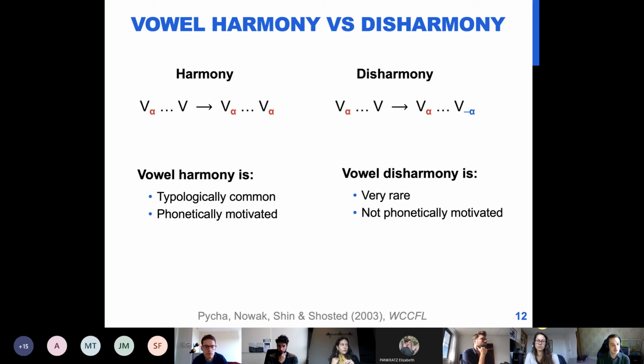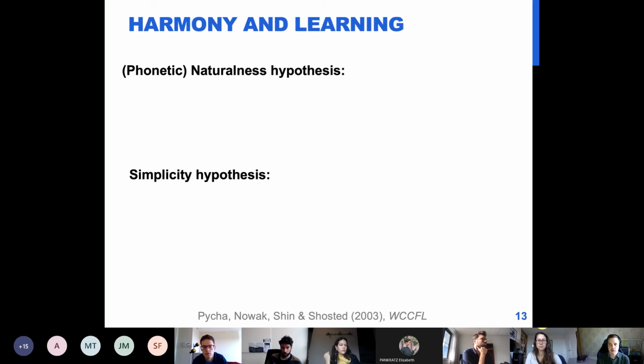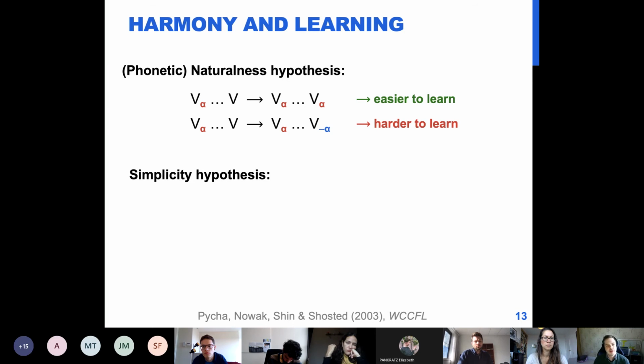Okay, so in this Pica et al. study, they pitted against each other two sorts of hypotheses about what kinds of biases might be involved. The first would be a phonetic naturalness hypothesis. Given what we just said about the underlying phonetic motivation for vowel harmony, a vowel harmony pattern would be easy to learn, and a vowel disharmony pattern should be difficult to learn if there's some kind of phonetic naturalness bias going on.